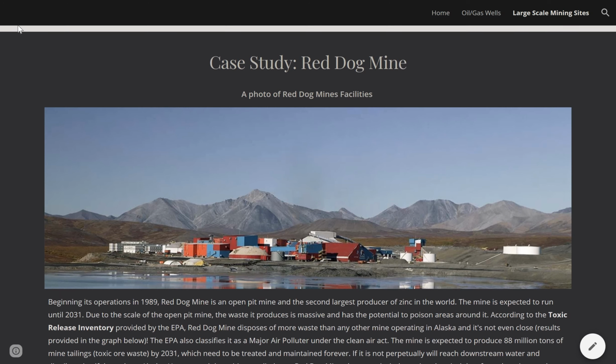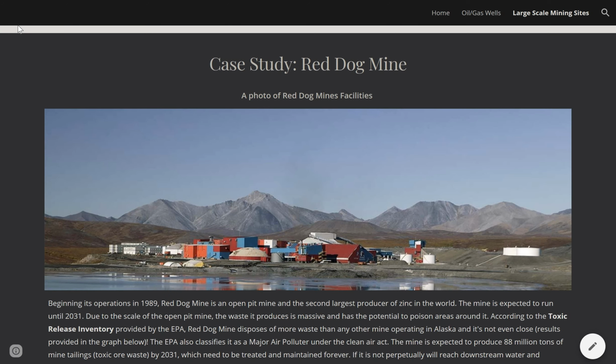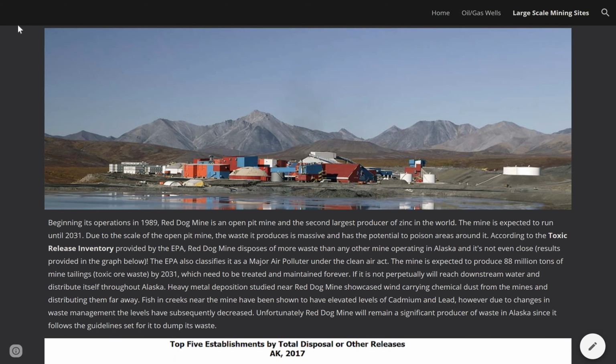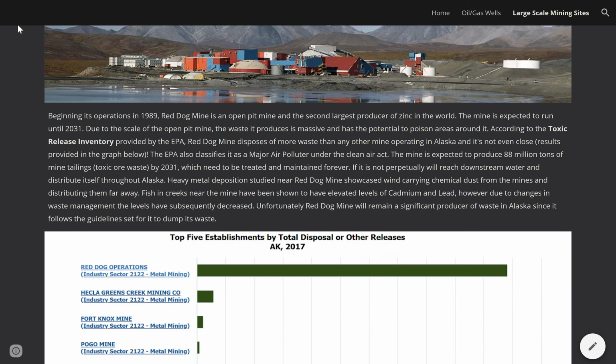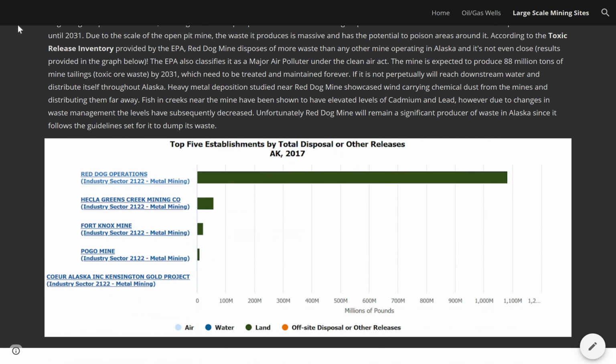Moving on, below the map is information on the case study that I did, Red Dog Mine. It provides when it was created, when it will probably end, and operations, and a lot of information about its pollutants overall, how much it's polluting, the type of pollutants it's releasing, as well as a graph of it relative to other mines in Alaska, to showcase how it really is a case study much, much different.